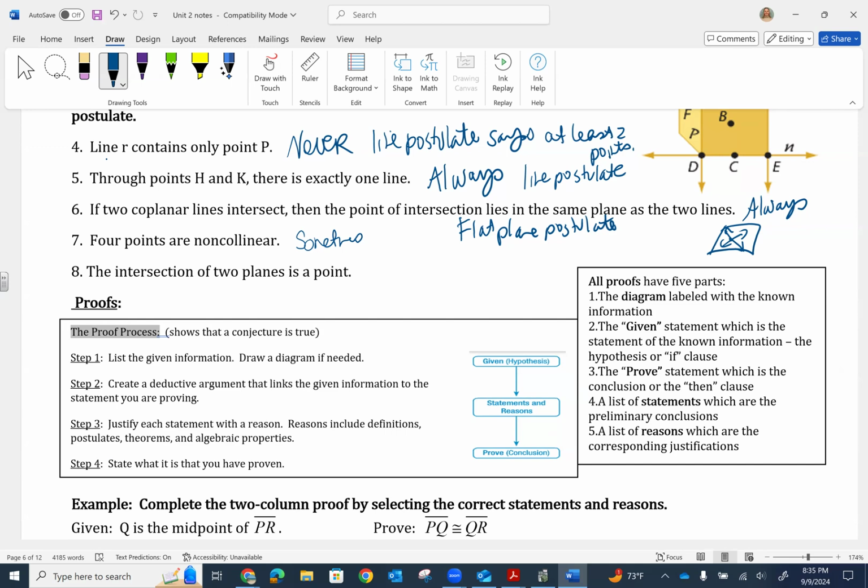The intersection of two planes is a point. No, it's a line. That's never. And that would be the intersecting planes postulate.